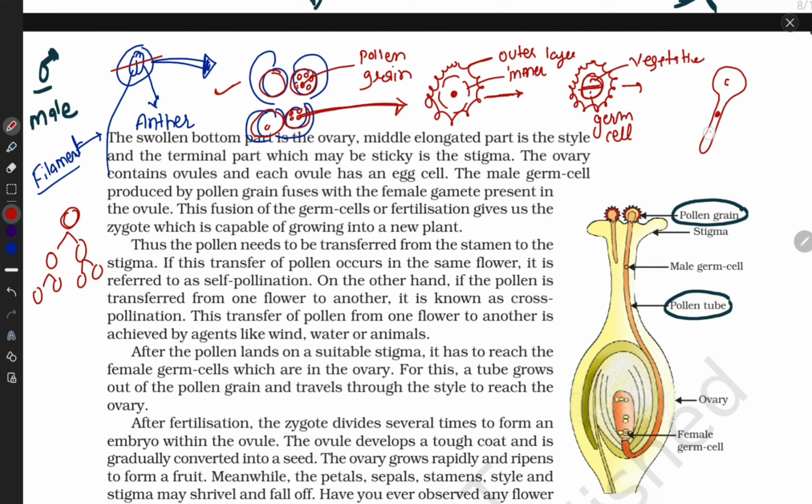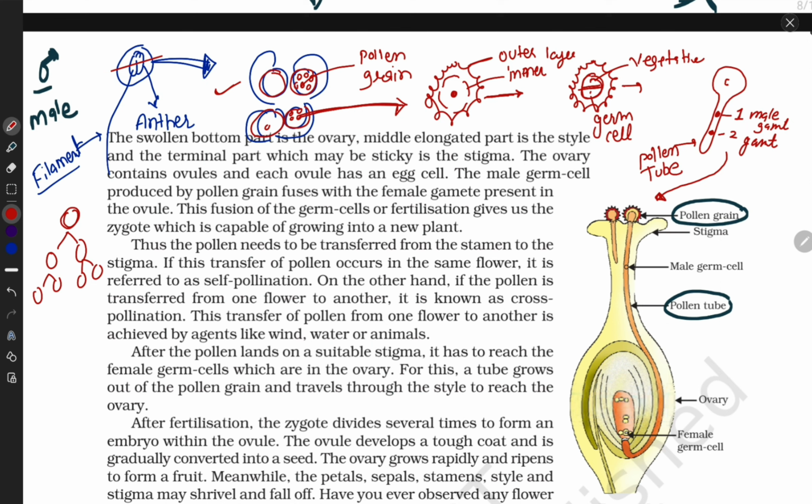This is first and this is second. What is this? This is a male gamete. This is also a male gamete. This is a pollen tube. And now this pollen tube reaches the part of the female reproductive organ.